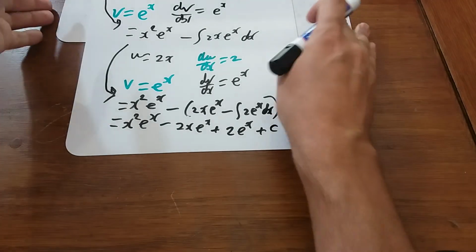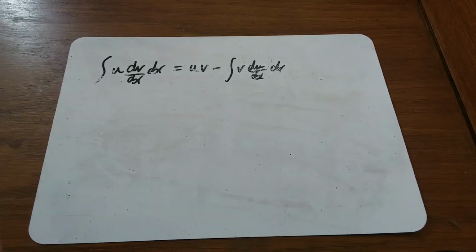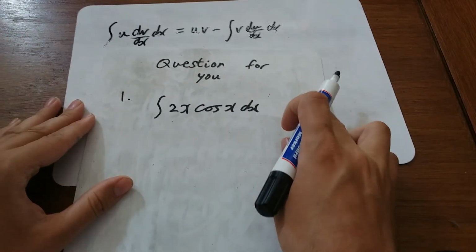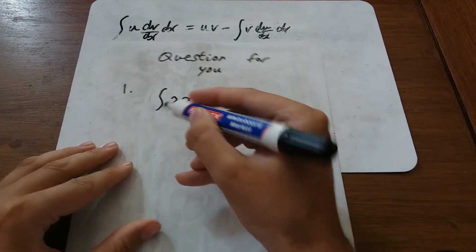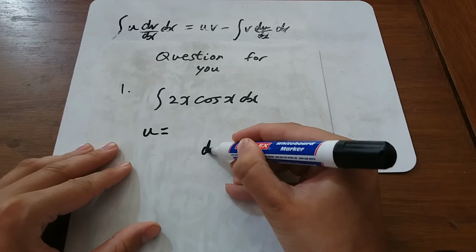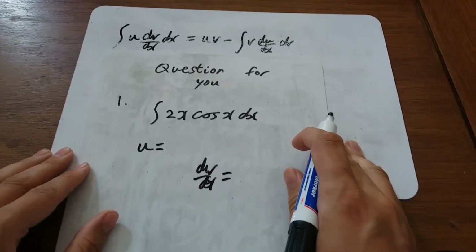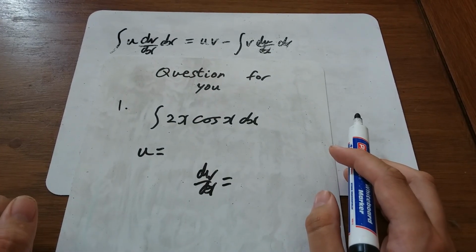Right, this has turned into quite a mammoth video. So I'm going to give you a question to have a go at. It's simpler than that last one. Here's a question for you. So have a go. It's very similar to the first one. Pick what u is, pick what dv dx is, and then see if you can follow through the method. Formula's still just about up here. Right, pause the video, have a go.